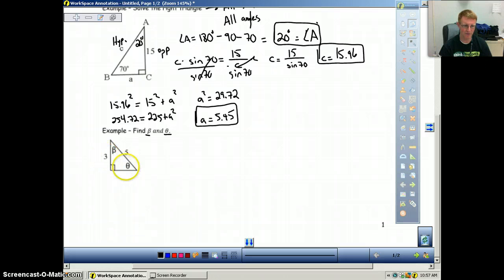If I look at my theta, I have my opposite and my hypotenuse. So if I do the sine of theta equals 3 over 5. And then I also can do beta as cosine of beta equals 3 over 5. Again, you look at theta, opposite is 3, hypotenuse is 5. If you look at beta, adjacent is 3, and hypotenuse is 5.